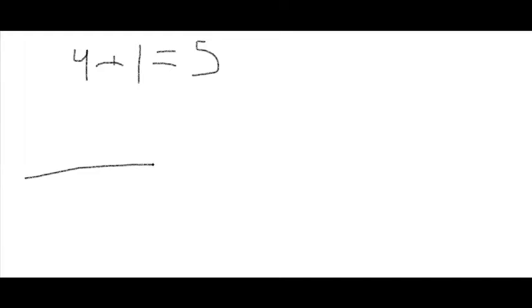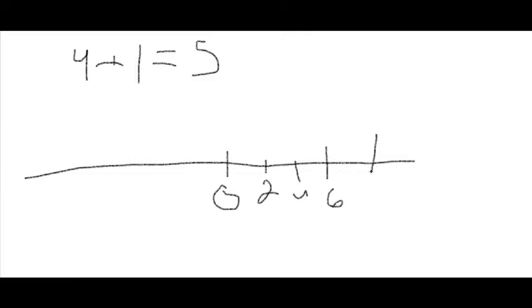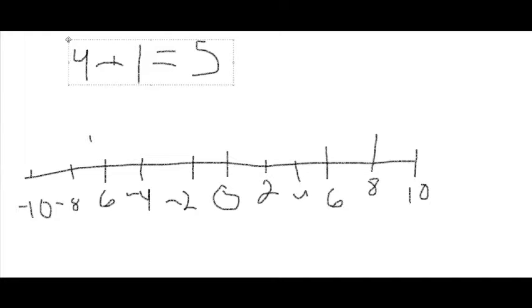It sounds elementary, but for most of you, it's going to be very hard because it gets harder from here. So let's say we have a 0. We'll put 2, 4, 6, 8, and 10. Alright, and then we'll go the opposite way for negatives. Negative 2, negative 4, negative 6, negative 8, and negative 10. Right?